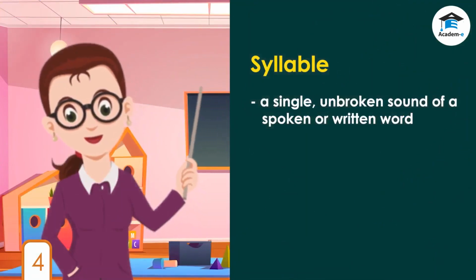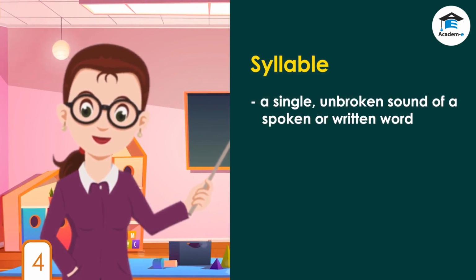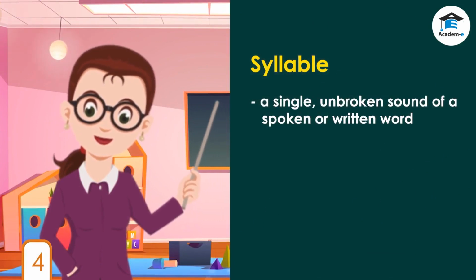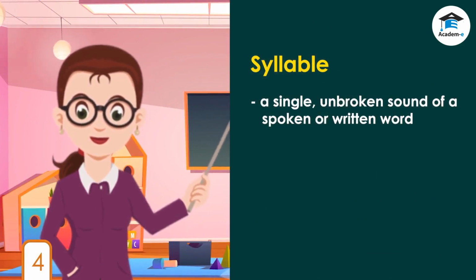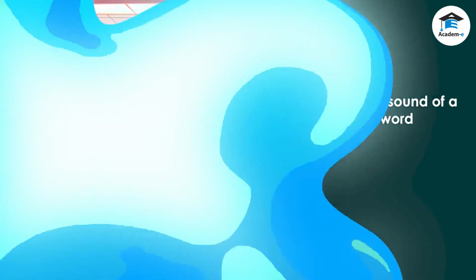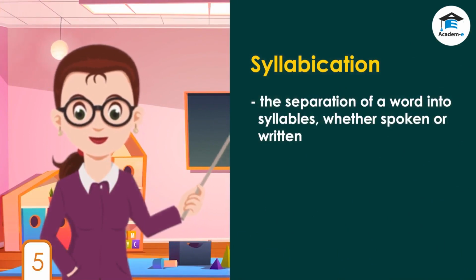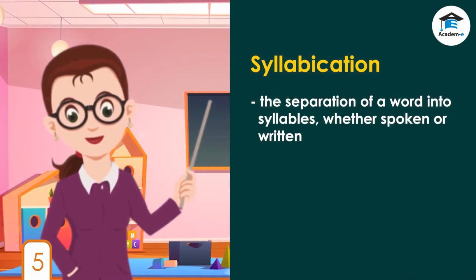Every time we speak, we create sounds. These sounds make the syllables. A syllable is a single, unbroken sound of a spoken or written word. Syllabication is the separation of a word into syllables, whether spoken or written.